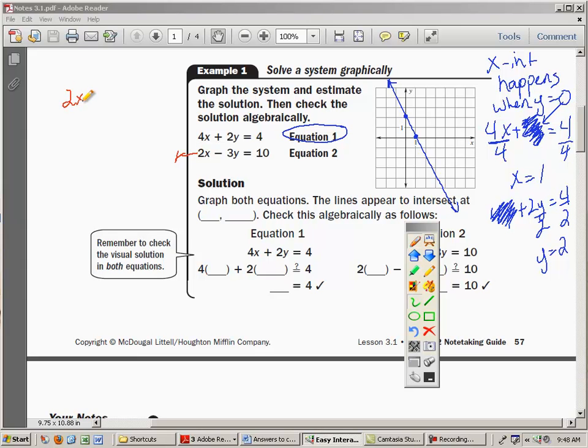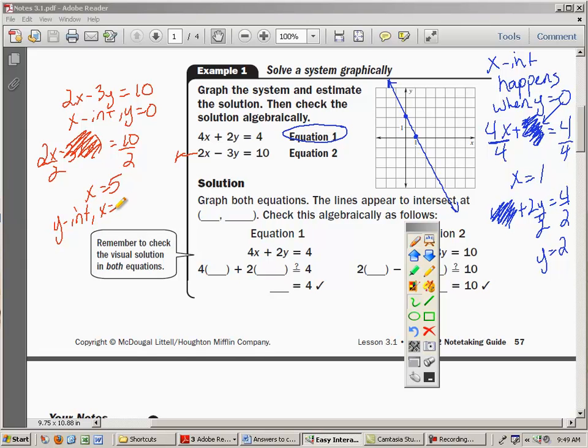2x minus 3y is equal to 10. If I want to find the x-intercept, that's when y is equal to 0. And so my equation becomes 2x minus 3 times 0 equals 10. Like we said before, that term drops out. Divide both sides by 2, and you get x equals 5. To find the y-intercept, that's what happens when x is equal to 0.